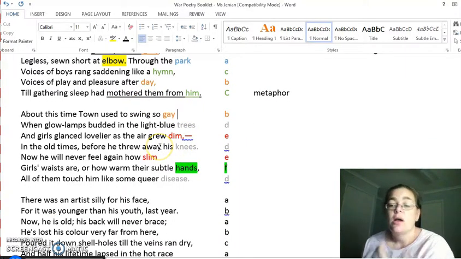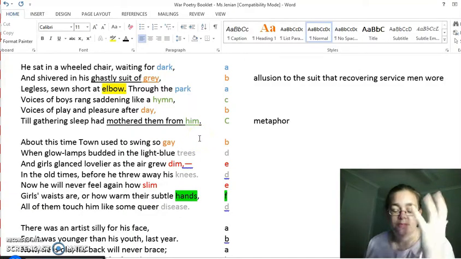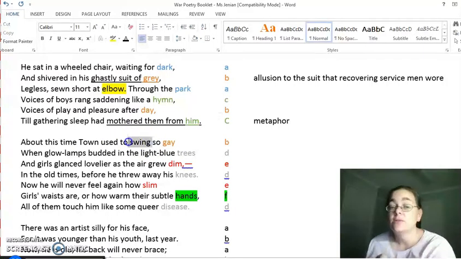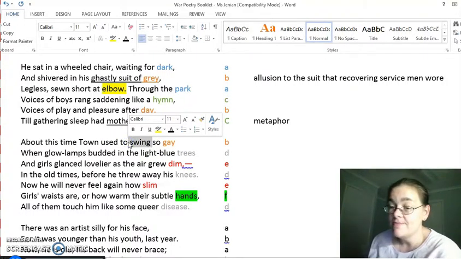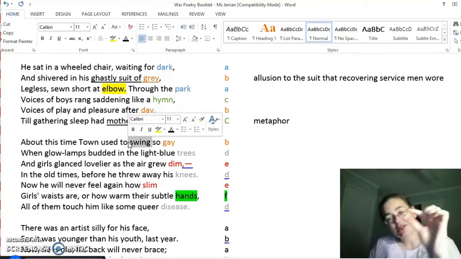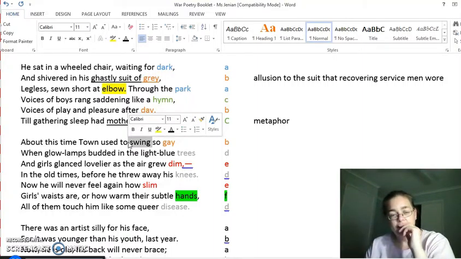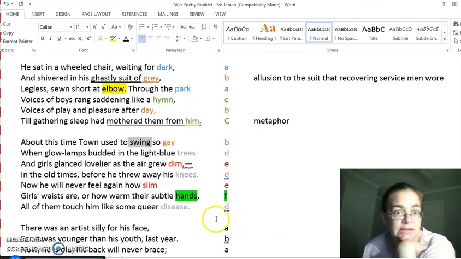So about this time of night, okay, so he's waiting for dark. It's obviously getting cold because the sun's going down. About this time, the town used to swing so gay. So swing, reference to the music of the time. Swing music is the big thing at the time. Recorded music had just become really available to the masses, and we were on the cusp, this far away from the Roaring Twenties and that amazing time of jazz and swing music.